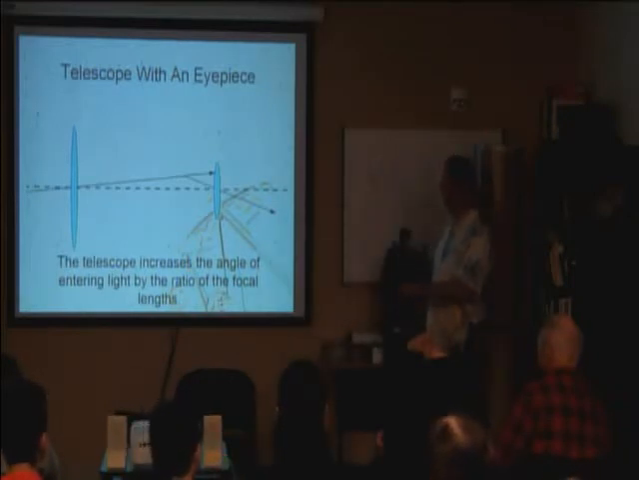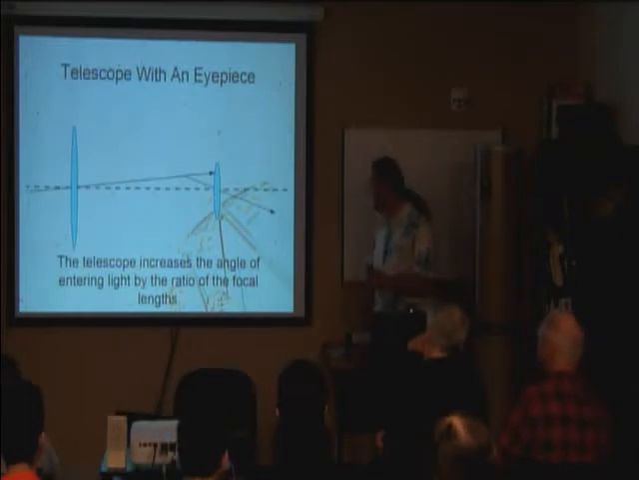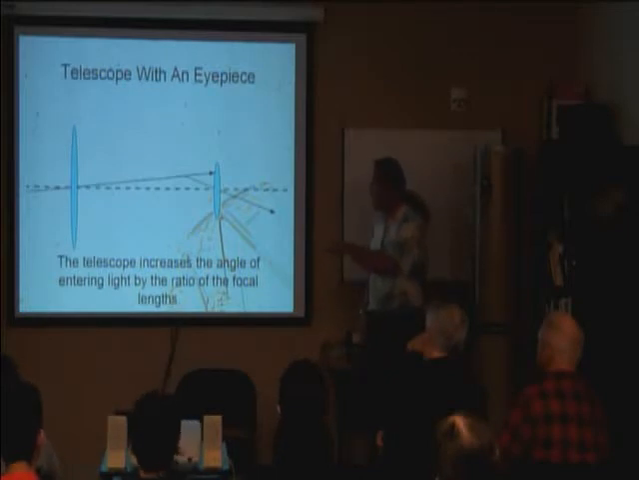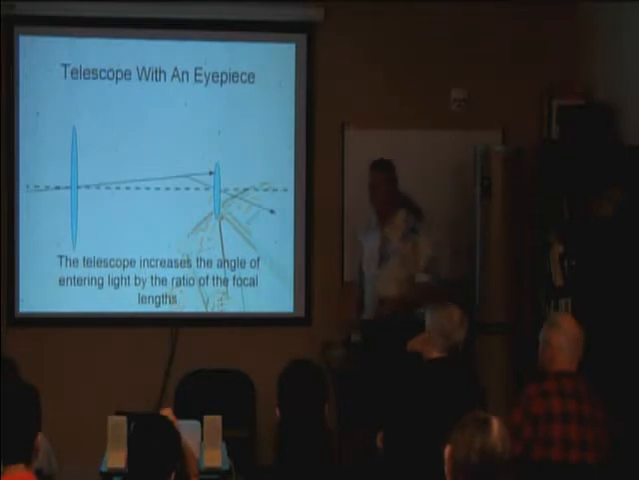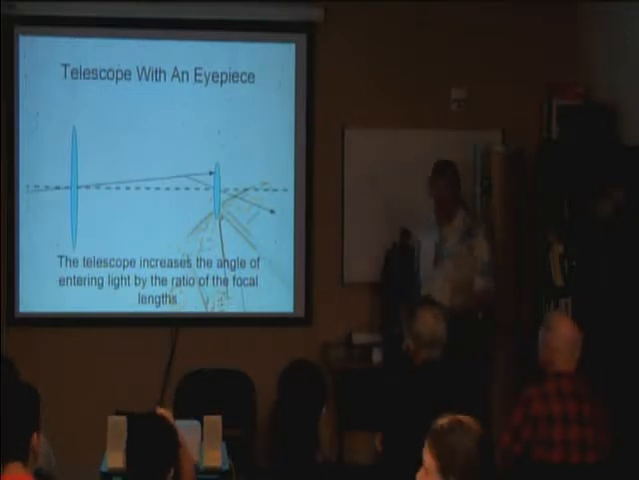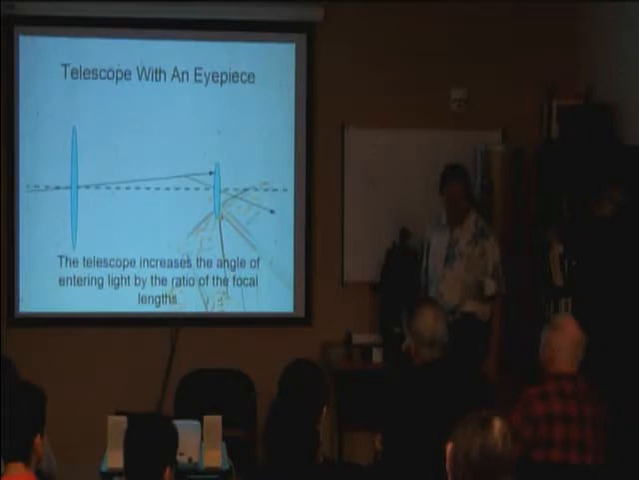Okay? So the telescope increases the angle of light entering by the ratio of the focal lengths. In other words, if the focal length of this lens is 2 meters and the focal length of this lens is 1 meter, it'll be 2 to 1. It'll increase it by 2. Yeah, the magnification will be 2. Very good.